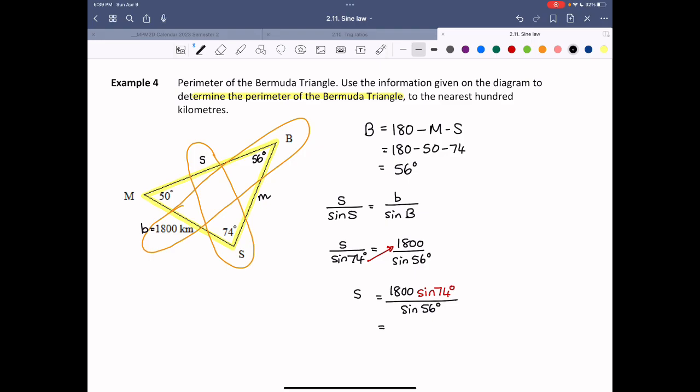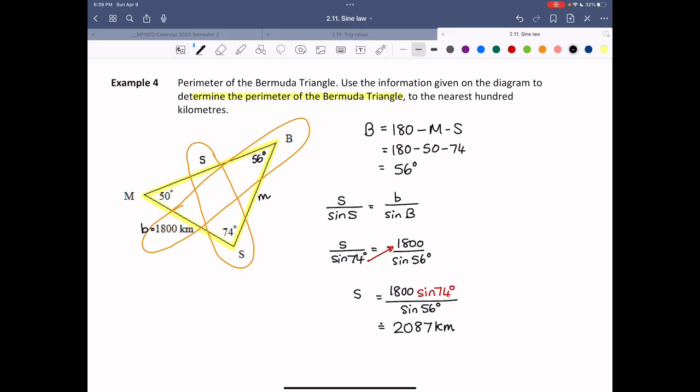Okay, let's put that in. 1800 sine 74 divided by sine 56. And I get 2087. I'm going to round it to a whole because we're meant to be rounding the entire perimeter to the nearest 100 kilometers. So I'm quite happy with that.